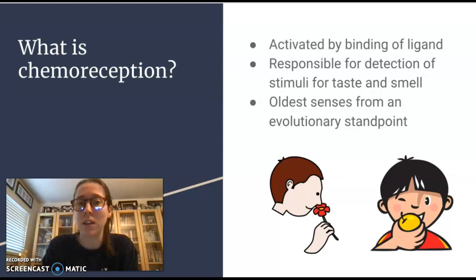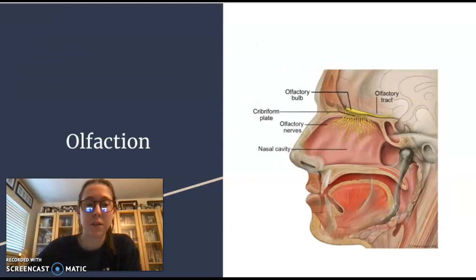We have unicellular organisms that use chemoreception, and we also have evidence of organisms that had really rudimentary or no central nervous systems who also used chemoreception. So this has been around for a while. The first thing that we'll go into is olfaction, or our sense of smell.